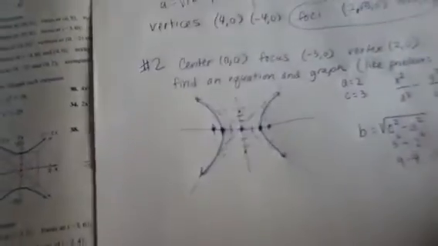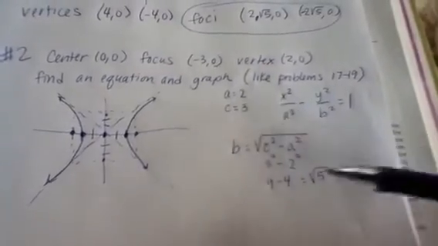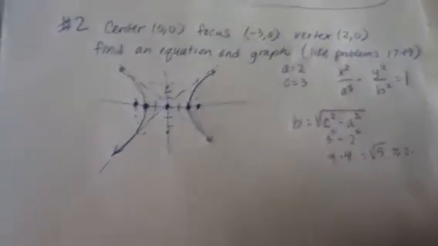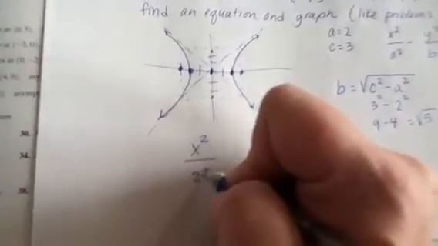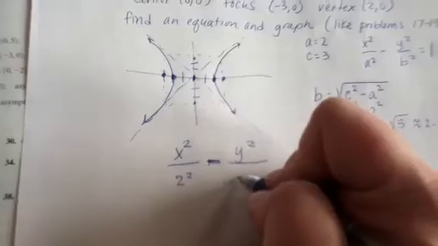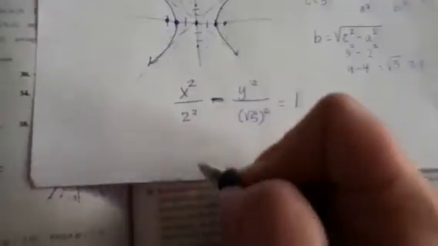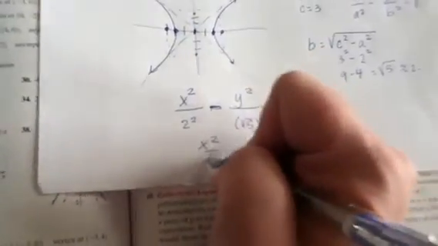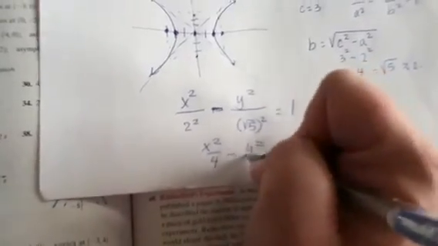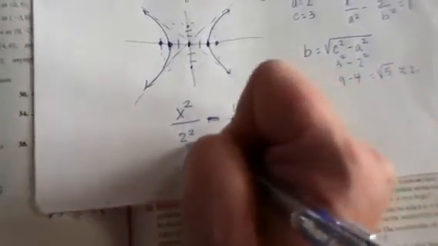Okay, now let's focus on the equation. We're going to use that formula right there. We have a, we now know b, square root of 5. So let's just put everything in the equation in the right spot. So that would be x squared over a squared minus y squared over square root of 5 squared equals 1. So our final answer would be x squared over 4 minus y squared over 5 equals 1. Well done.